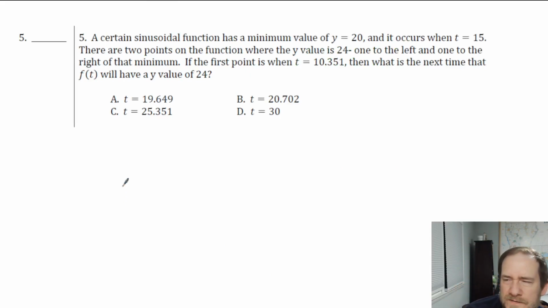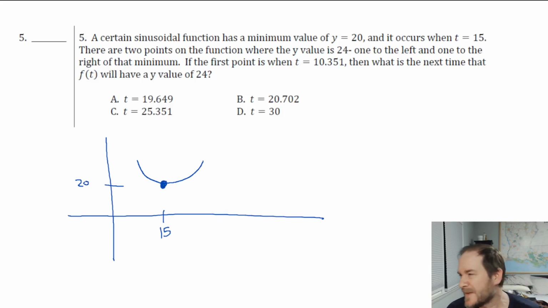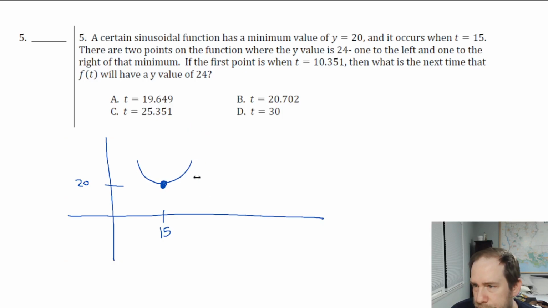This is not really relevant, but I guess I'll talk about it super fast. It says a certain sinusoidal function has a minimum value of 20. That would be here. And that 20 occurs at t equals 15. We'll let that be here, I guess. They're saying there's an ordered pair here, and that point right there corresponds to a minimum. I don't really know what the graph is doing, but I know right there is a minimum. And I already hate that picture. Okay, that looks better.